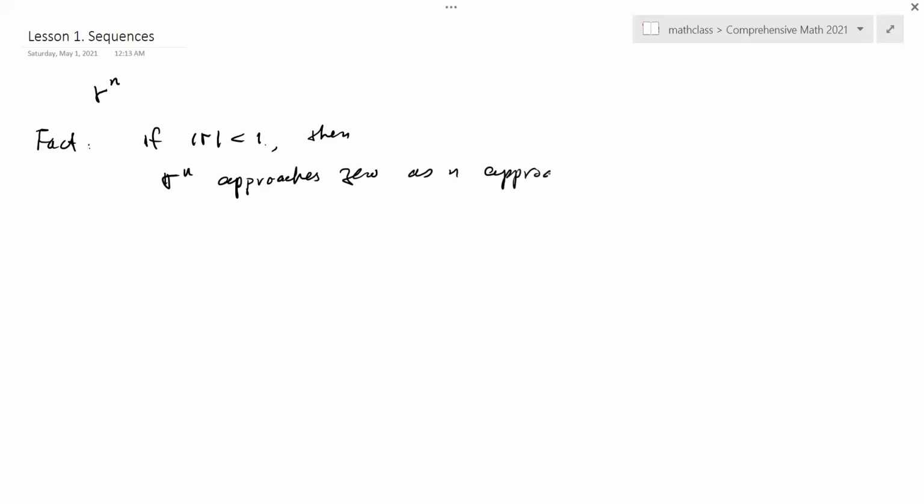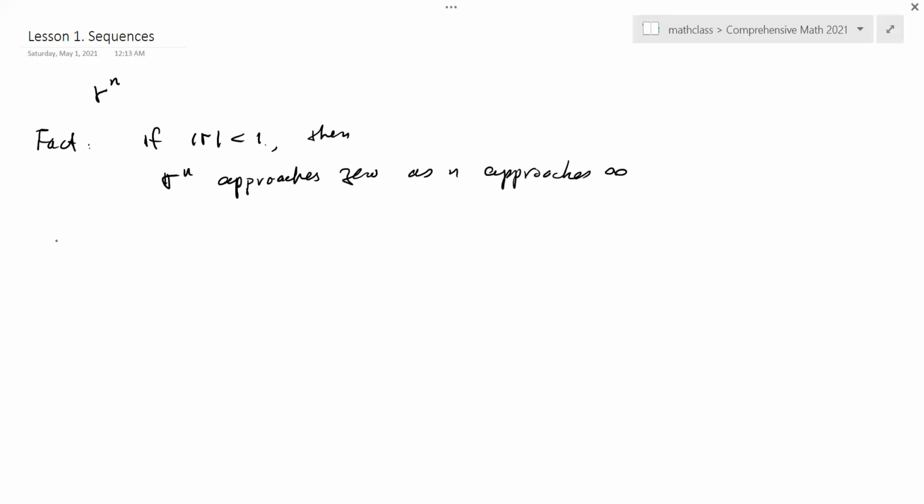Okay, so my claim is, here's the important fact in mathematics. If the absolute value of r is less than 1, then r to the n approaches 0 as n approaches infinity. Okay, so how do you understand this?